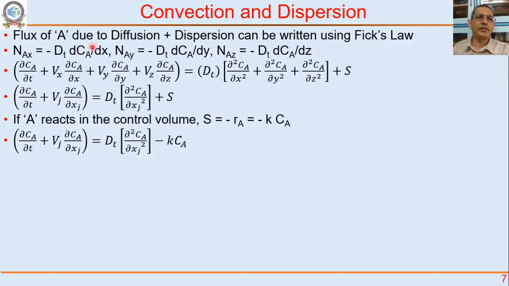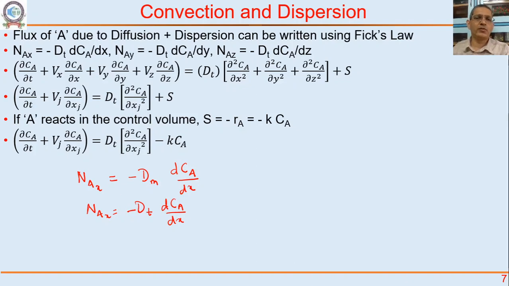Here is the equation. The flux of A we can write using Fick's law. So N_A we can write as diffusivity multiplied by dC_A/dx. Remember, we are writing the flux in the x direction. If it is molecular diffusion, we would write Fick's law as minus molecular diffusivity multiplied by dC_A/dx. If it is turbulent diffusion, we would write minus turbulent diffusivity, or dispersion coefficient, into dC_A/dx. And we are just combining.